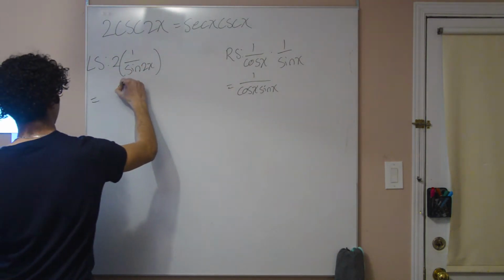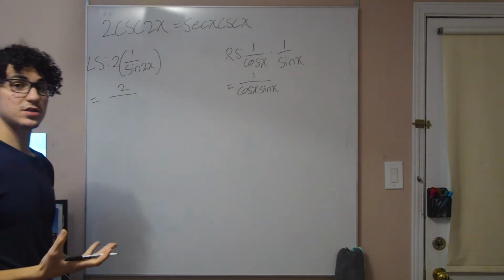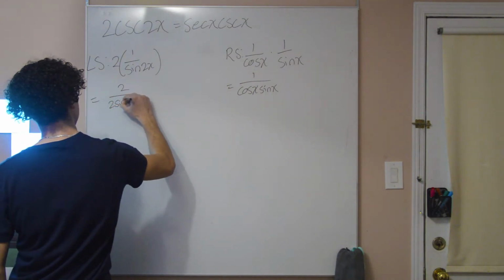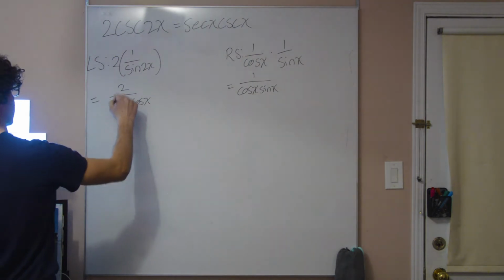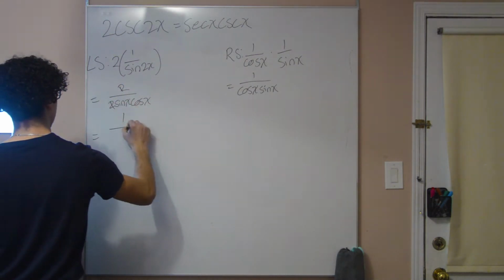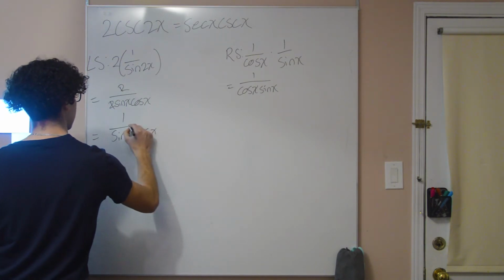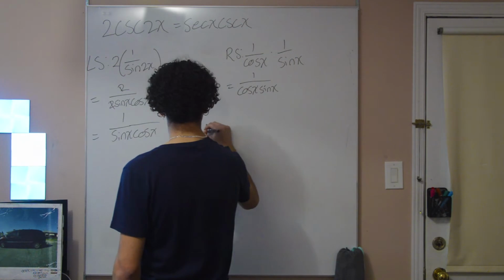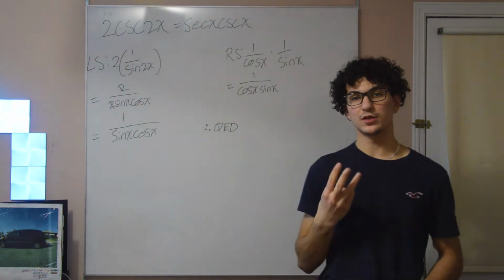2 can multiply through, so we get 2 over sine 2x, and well, we can just change it, right? We know what it is. It becomes 2 sine x cos x. And would you look at that? The 2's cancel out nicely. We are left with 1 over sine x cos x. Both sides are equal, therefore QED. Let's move on to question number 3 now.